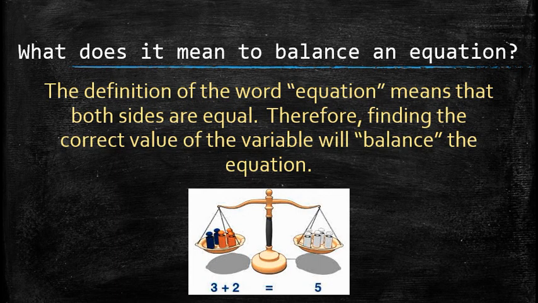So here we have a very simple picture indicating a balance and how both sides are equal. You've got 3 orange weights and 2 blue weights on the left. On the right, you have 5 white weights. So both sides are 5. Even though you have 2 different numbers on the left side, they do equal 5. So that helps you understand what it means to balance an equation.